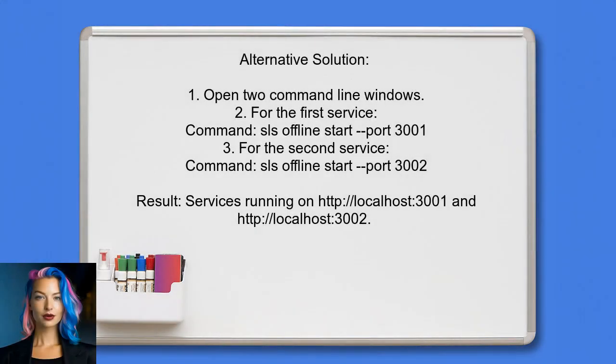To run multiple serverless API gateways locally, you can use the --port parameter. Open two command line windows. In the first window, navigate to your first service directory and run sls offline start --port 3001. In the second window, go to your second service and run sls offline start --port 3002. This allows both services to listen on different ports.